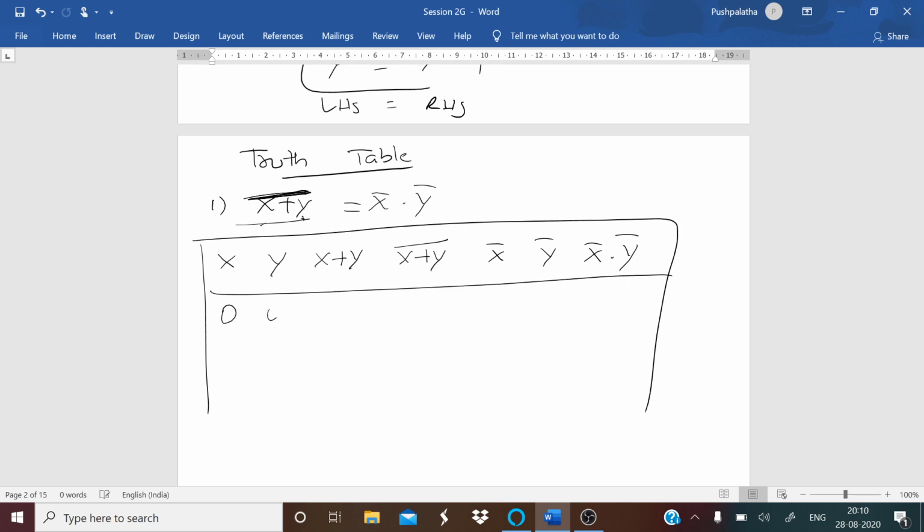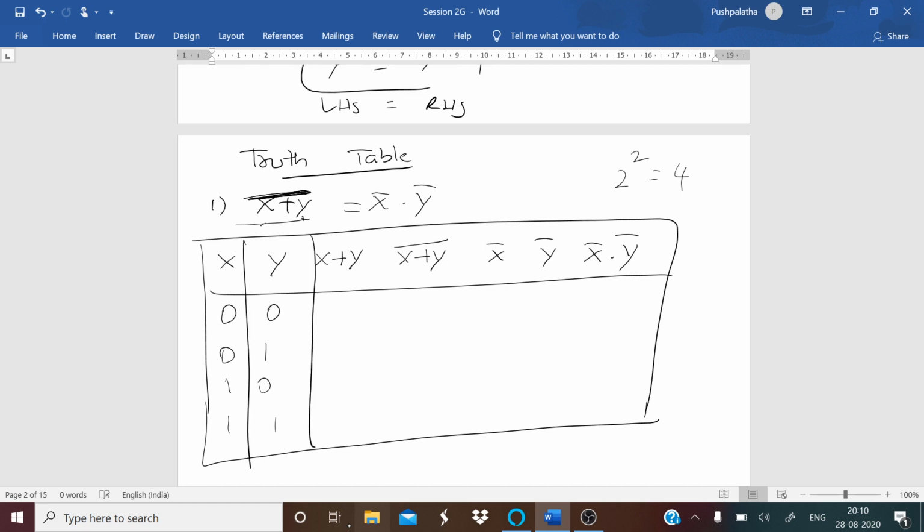So you have 4 combinations because the probable values, x and y, are 2 values each. So that is 4. 0, 0, 0, 1, 1, 0, 1 and 1. Now, what is 0 plus 0? X plus y. 0 plus 0 is 0. 0 plus 1 is 1. 1 plus 0 is 1. 1 plus 1 is 1.